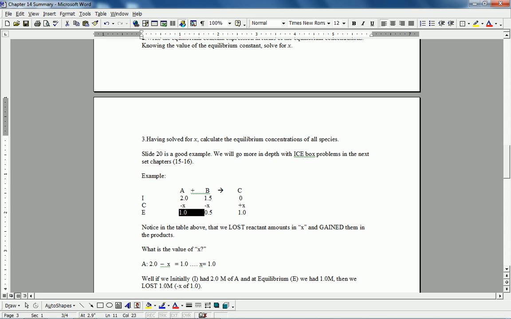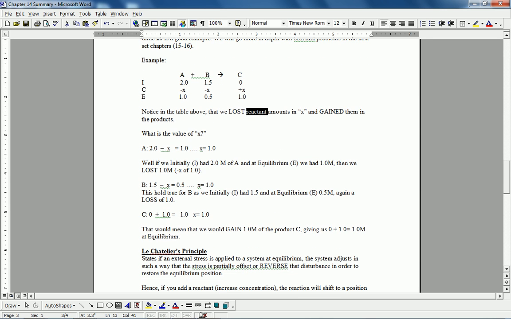So 2.0 minus x technically is equilibrium. And for B, it's 1.5 minus x is equilibrium. And for C, 0 plus x is 1.0 at equilibrium. So we would solve for x. Well, given that we know that we lost reactant amounts, and that's a minus, we know that 2 became 1 by losing 1. So x must be equal to 1. 2 minus x equals 1, x is equal to 1. And x should be, of course, the same value throughout.